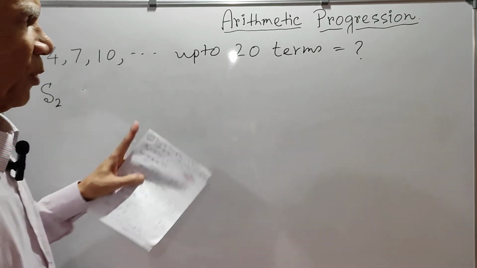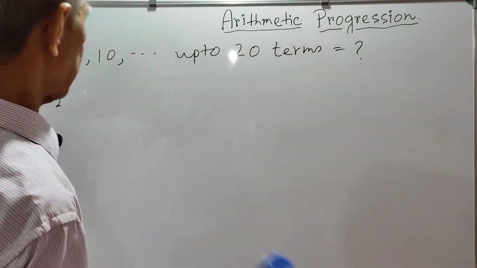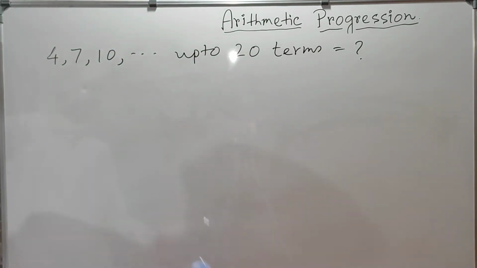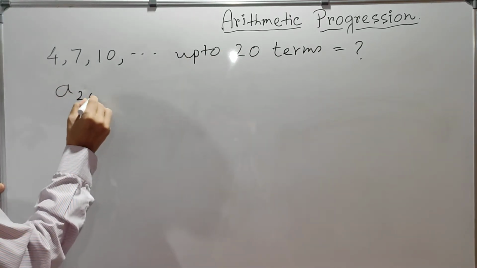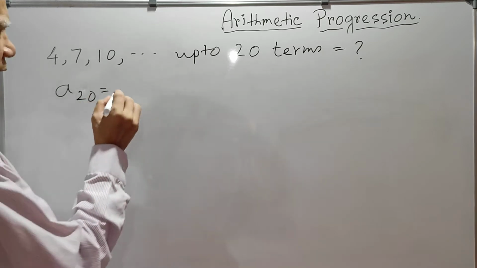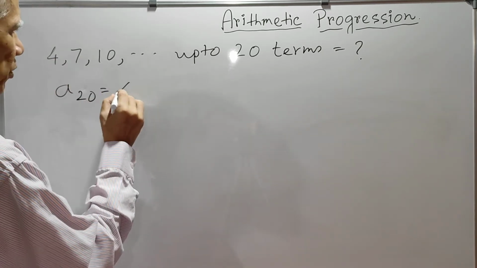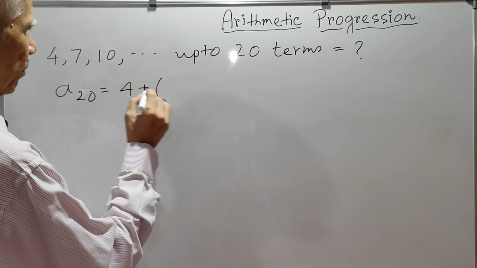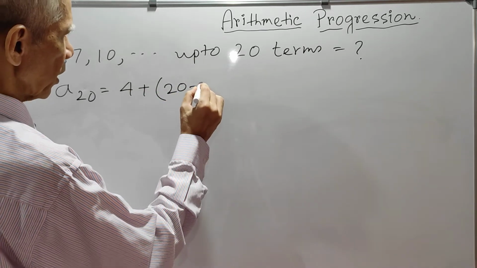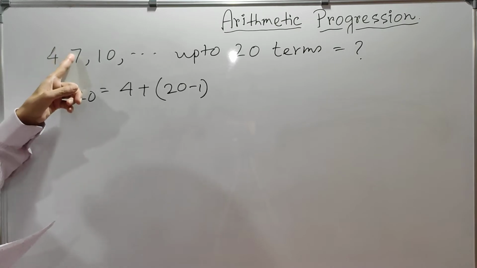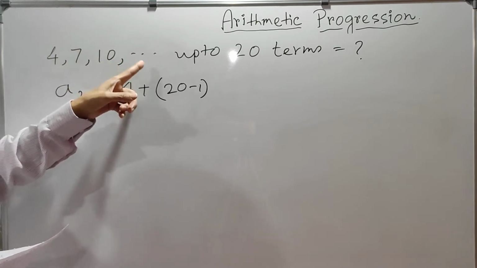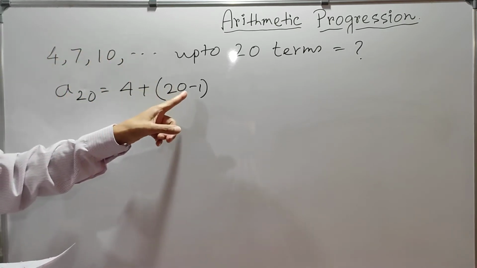Now one thing, before we use the method, we must find out the 20th term. So let us find out A20 of this AP. Now using the nth term formula, A is 4 plus n minus 1, that is 20 minus 1, into D. Now what is the common difference here? 3. 4 plus 3, 7, 7 plus 3, 10, 10 plus 3, that way. So common difference is 3.